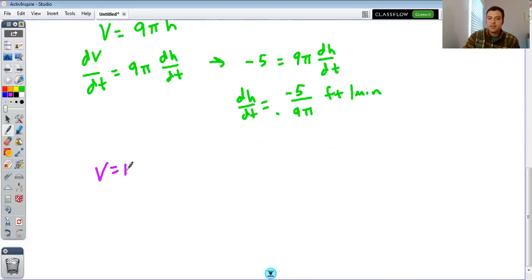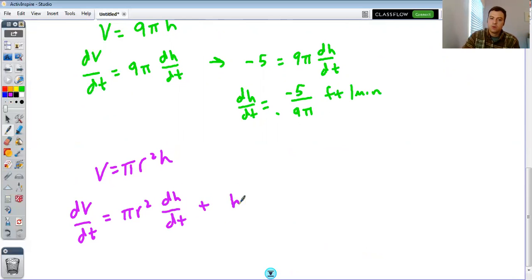So this time, when I take the derivative of pi r squared h, as it is, I'm going to have to use the product rule. So we're going to have pi r squared times dH/dt plus h times 2 pi r dr/dt. And we'll notice, look at what happens here. Now, hopefully you realize, what's our dr/dt? Oh, it's not changing, right? So all of this stuff, when I plug in 0 for dr/dt, is going to go away.